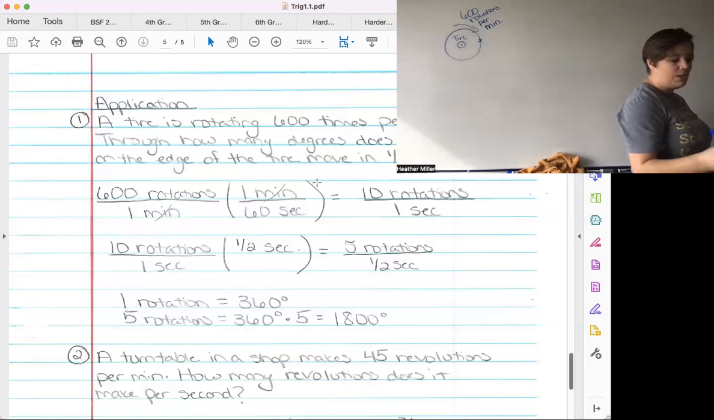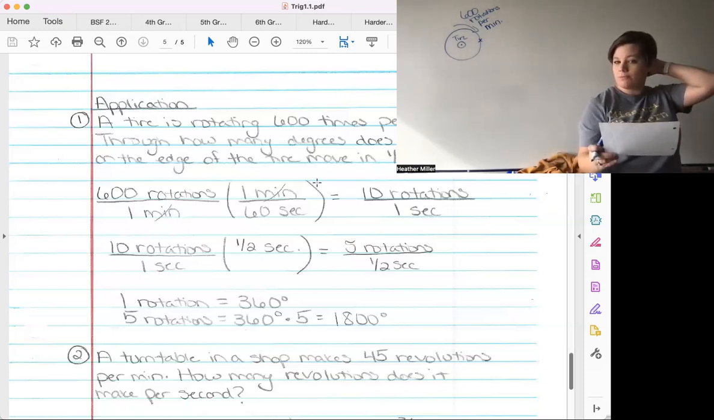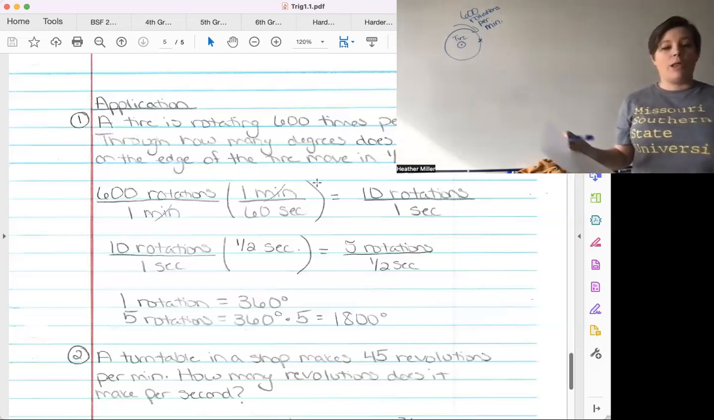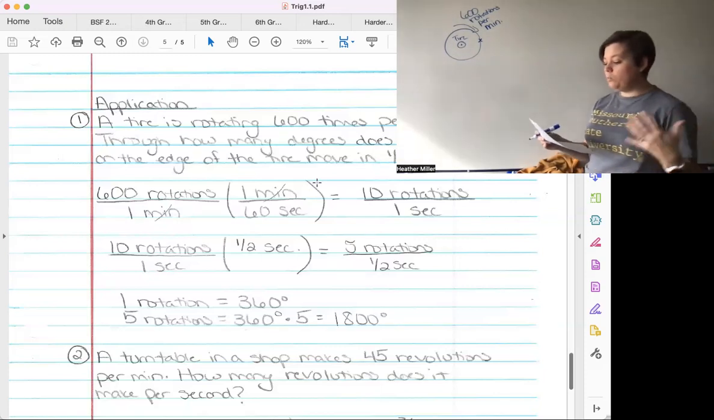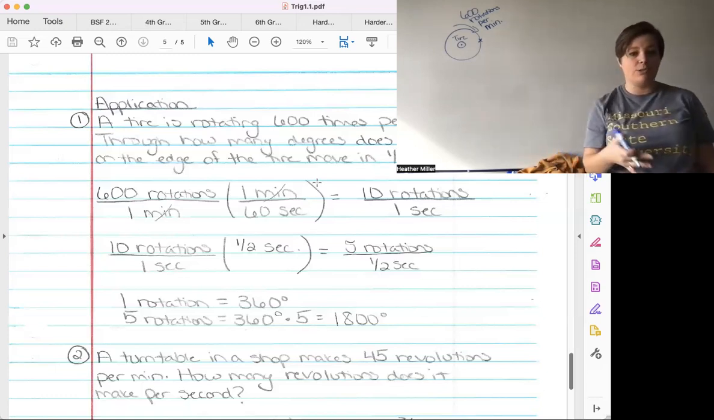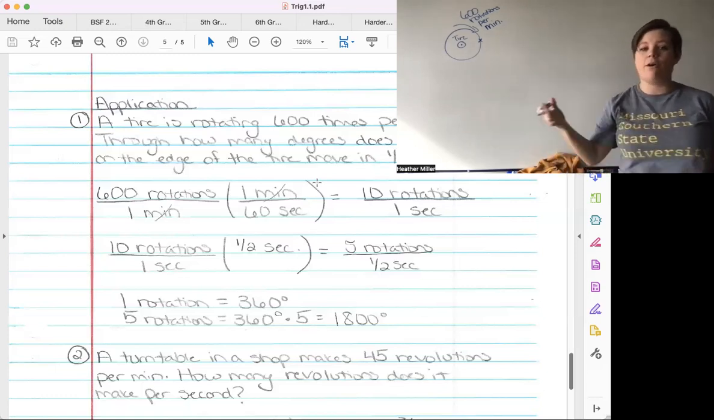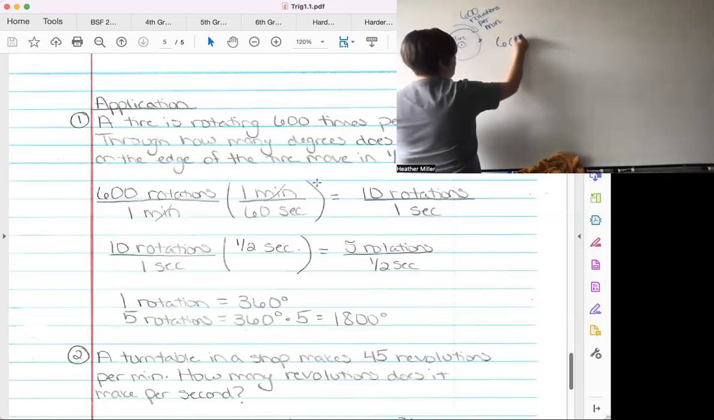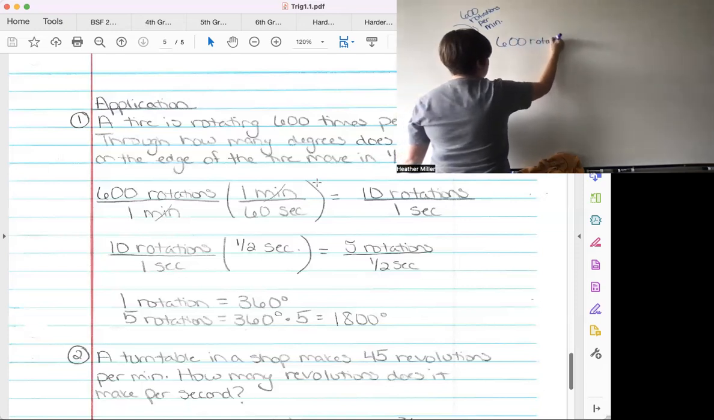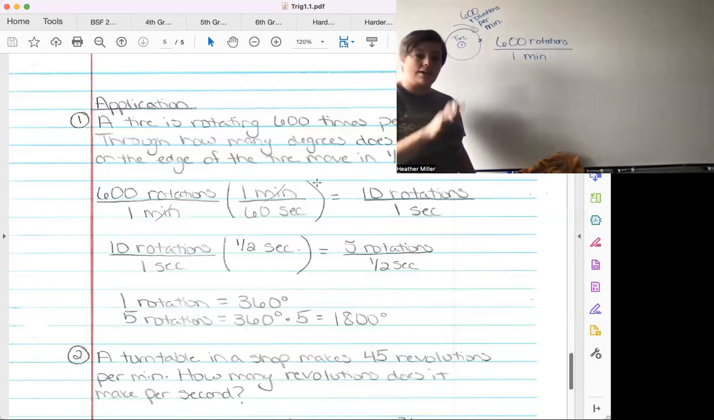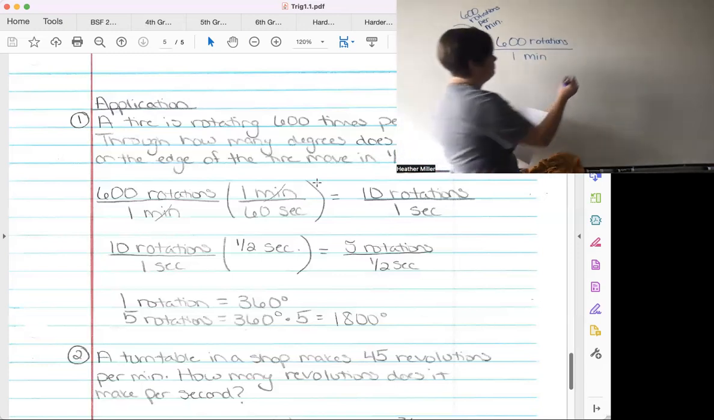So what we need to do is use conversion factors. This is where I'm going to show you how to do conversion factors, kind of like you would do in a chemistry class. Right now we have rotations per minute, but we need to get to rotations per second so that we can figure out how far it's going in half a second. So right now we have 600 rotations in 1 minute. But I need to get over to seconds, so I'm going to have to do a conversion factor.